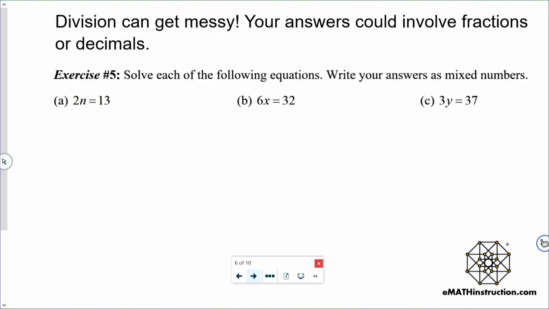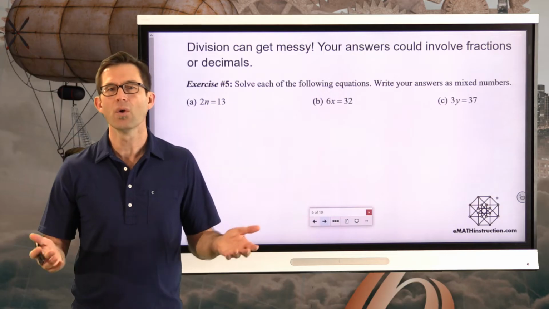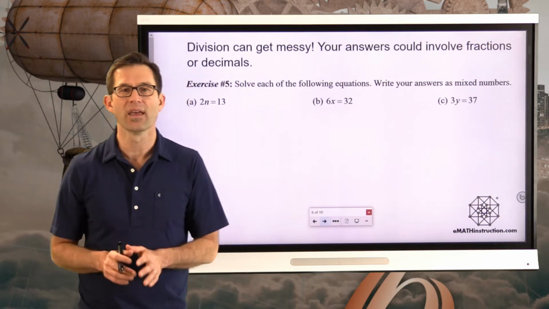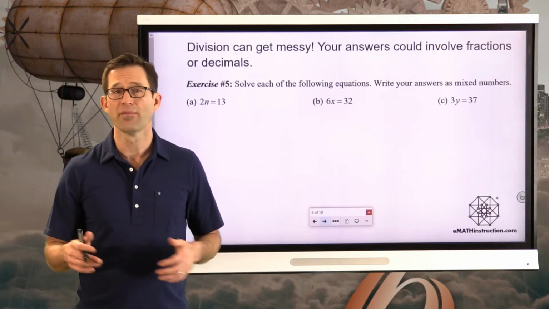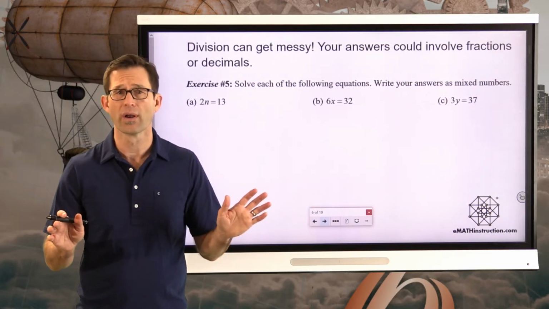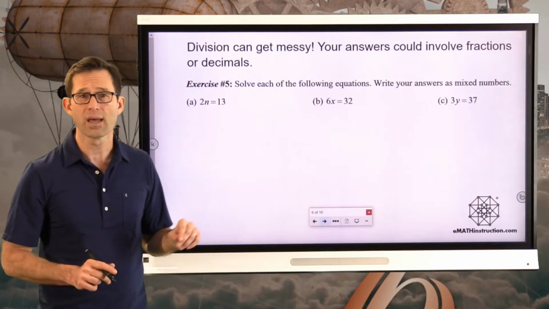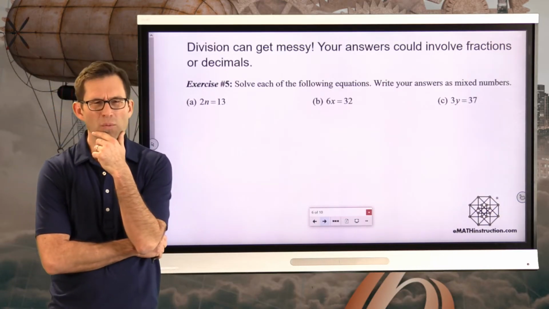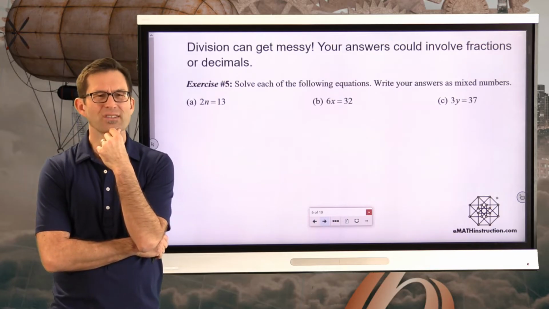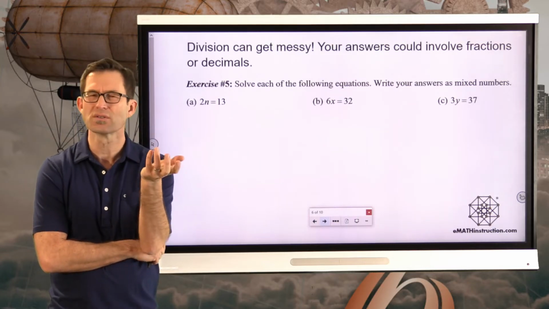Solve each of the following equations. Write your answers as mixed numbers. All right, so again, in each one of those last cases, it was very, very simple to basically just go, all right, I'm going to divide both sides by 5 or 6 or whatever, and then the division turned out nice, right? Here's a great example where it might be kind of difficult to look at this and go, wow, what would I multiply 2 by to get 13? 2 times what is 13, right?